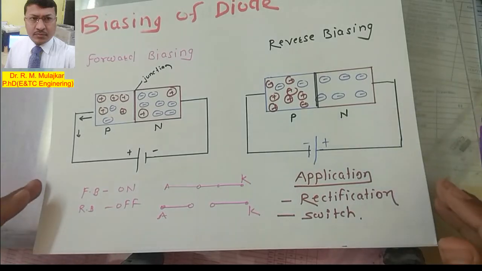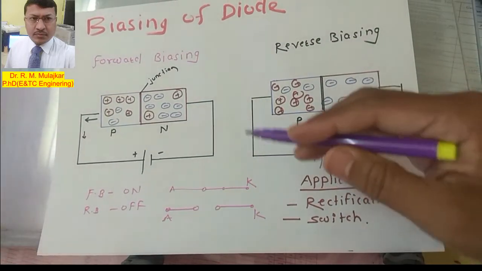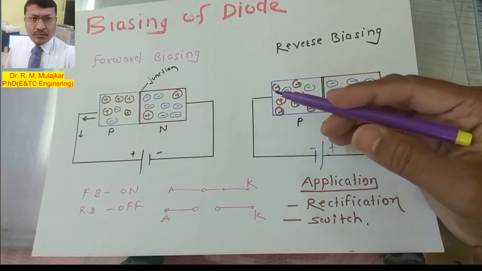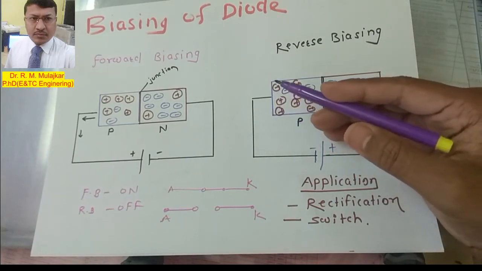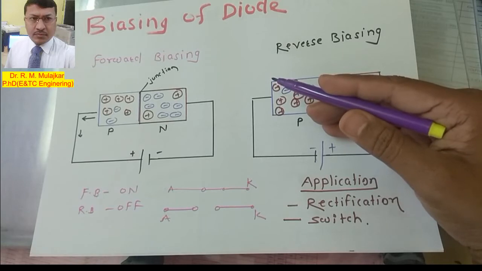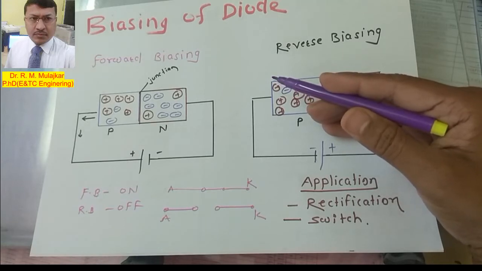Now we will see the working of this diode. The working of diodes can be described by biasing. This is a new term: biasing. The diode may be forward biased or reverse biased, meaning we can say the diode is in forward bias or the diode is in reverse bias.